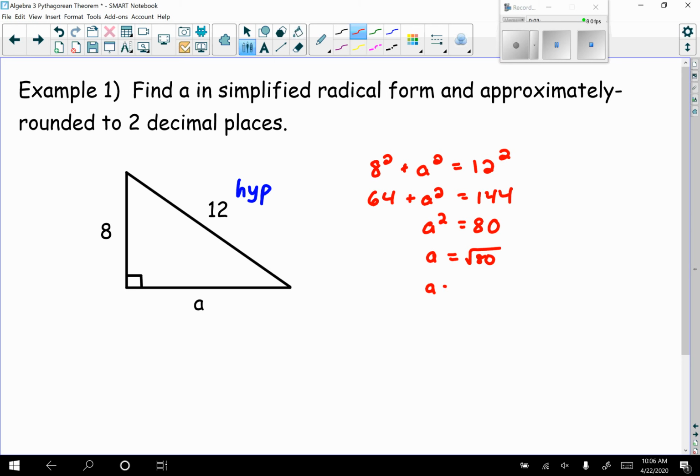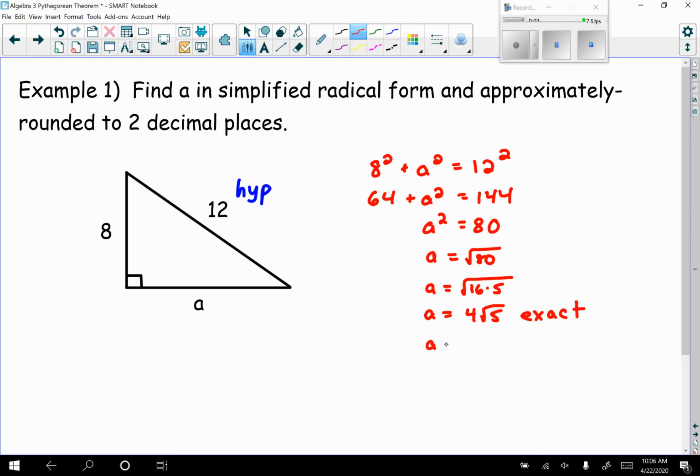So this is really 16 times 5. And if you needed a calculator to help you with that, that's fine. But then the square root of 16 is 4, so that comes out. So we get a 4 radical 5. This is the exact answer. It's in simplified radical form.